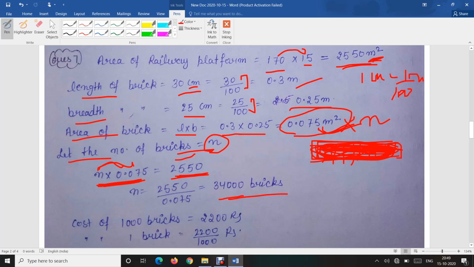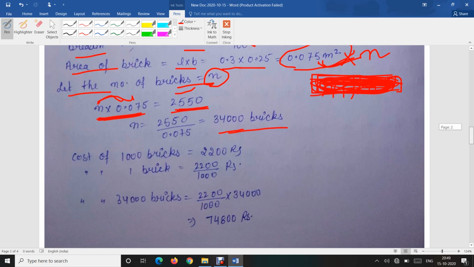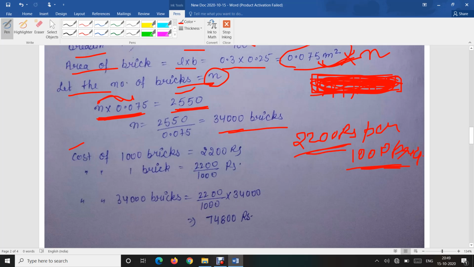Now the question is talking about the cost of the bricks. So we can find out the cost of the bricks easily now. It is given that the cost of 1000 bricks is 2200 rupees. Okay, that means for 1000 bricks the cost is 2200 rupees.